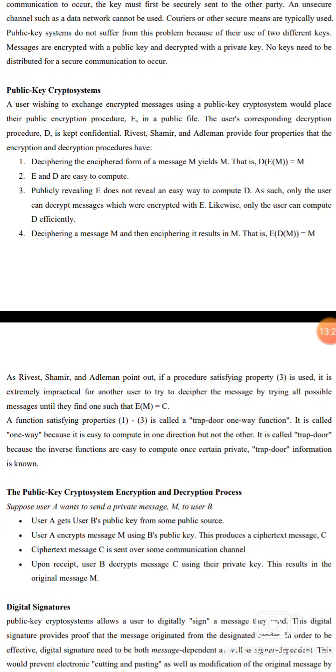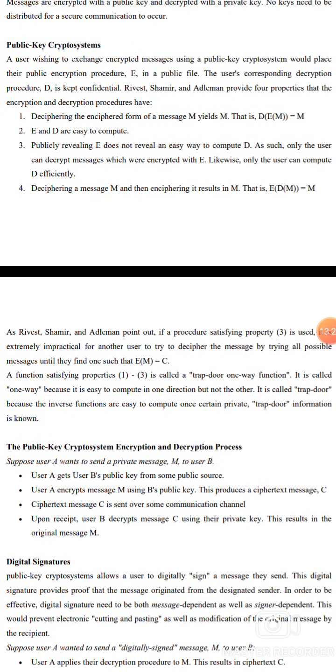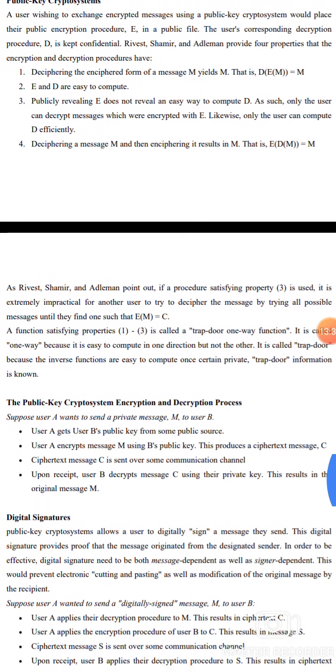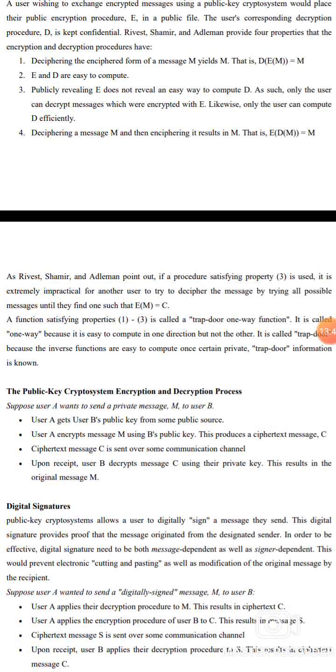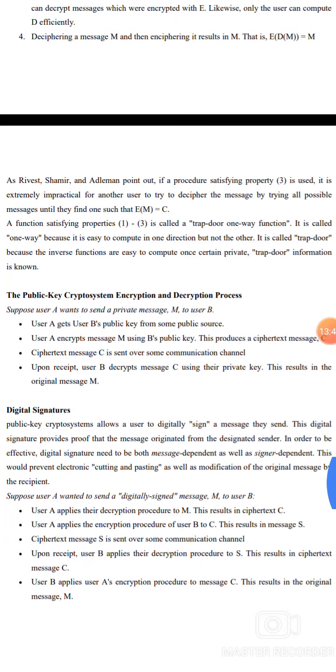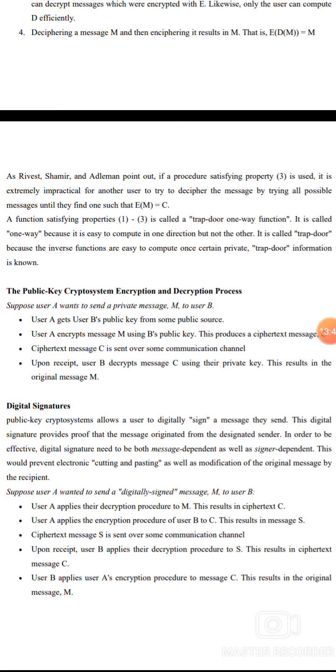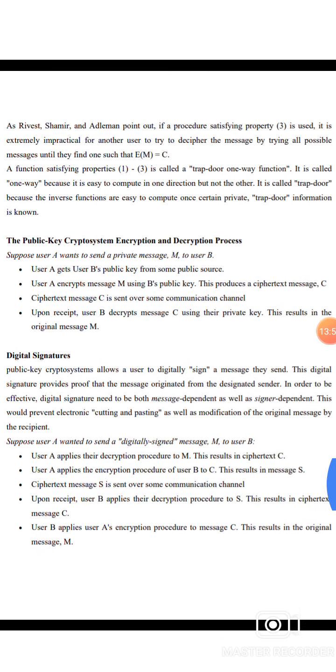In a public key crypto system, deciphering the enciphered message: D of E of M equals M. E and D are easy to compute. Publicly revealing E does not reveal any easy way to compute D. Deciphering a message and then enciphering the result: E of D of M equals M. Rivest, Shamir and Adleman pointed out procedures satisfying these conditions.